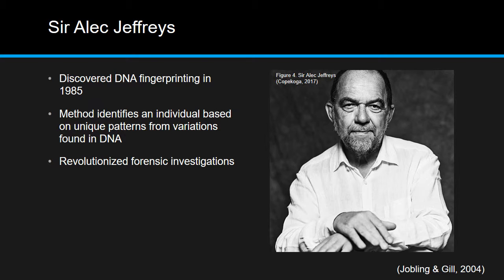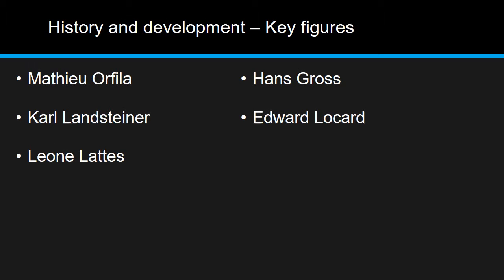However, Sir Alec Jeffreys' discovery would not have been possible without the groundwork done by early pioneers in forensic science. Many have helped shape DNA fingerprinting and forensics to where it is today. However, I selected these individuals who are key historical figures in the development of DNA fingerprinting.